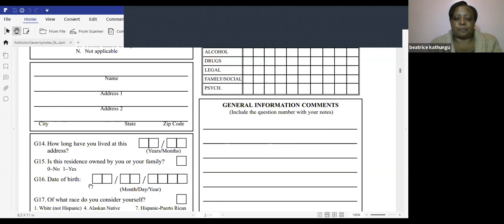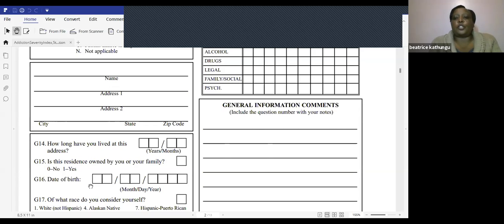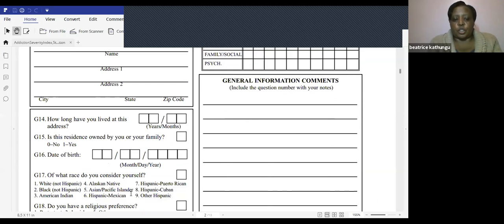So George, please tell me your date of birth. I was born on 22nd December 1975. So 22nd December 1975. So we are going to remember to fill the month first, followed by the day, and finally the year. Now G17, the sensitive question that we said.